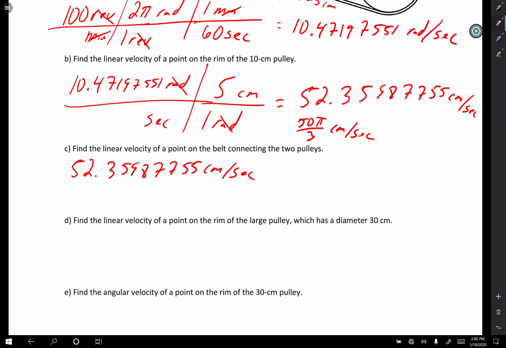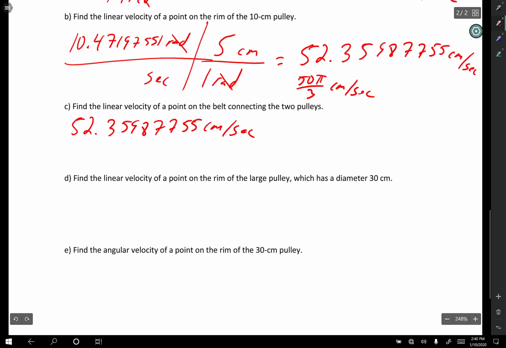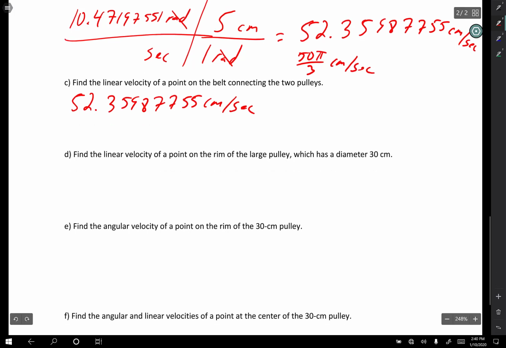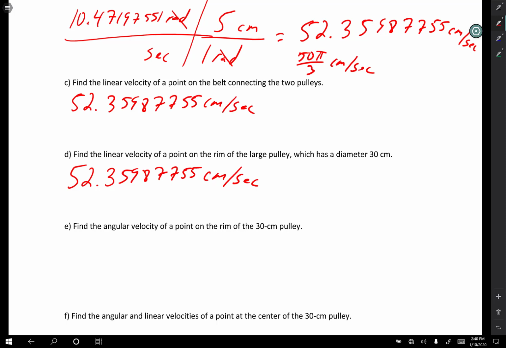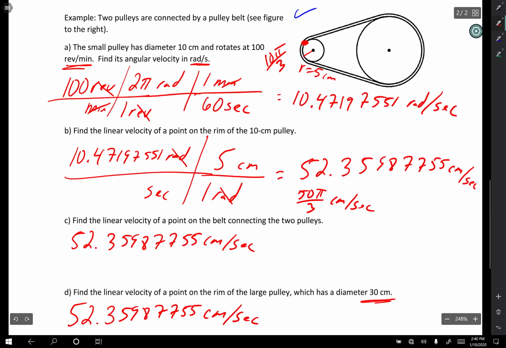How do we feel so far? Tiff, are we pretty good right now or no? All right, letter D. Find the linear velocity of a point on the rim on the large pulley. Well, they're connected by the pulley, so that means linear velocity has to be the same again. This time they give me some information, which has a diameter of 30 centimeters that might come to play. So I come back to my little figure and I write 15.